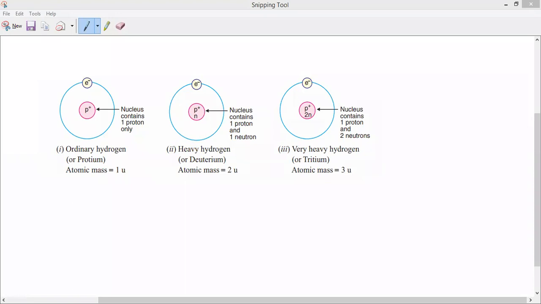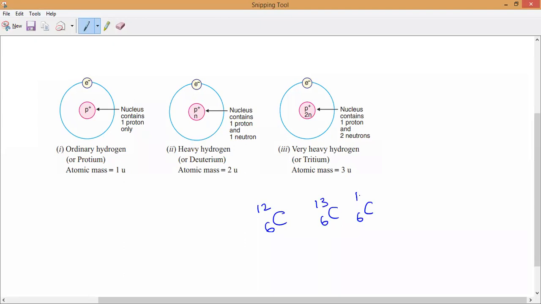Now, in the same way, let us take isotopes of carbon. All of you draw. Carbon has 3 isotopes. What is the atomic number of carbon? 6. So the number of protons is 6, and the mass number varies as 12, 13, and 14. What is the most standard form of carbon? Carbon 12 is the most standard form.